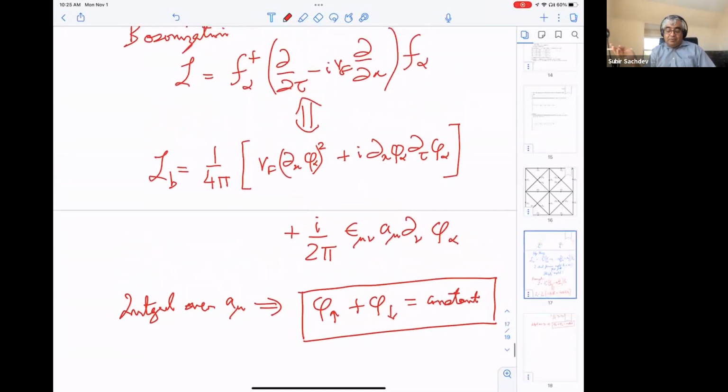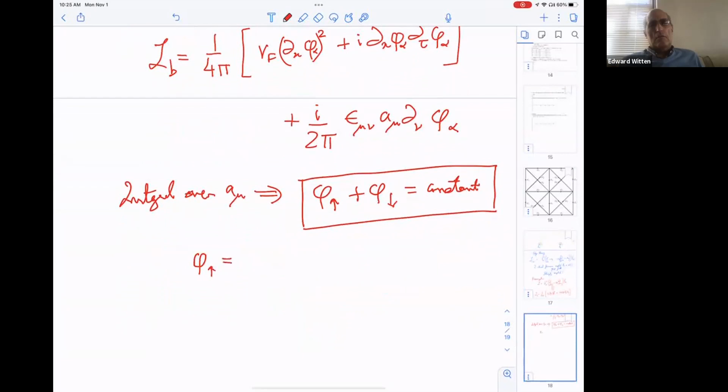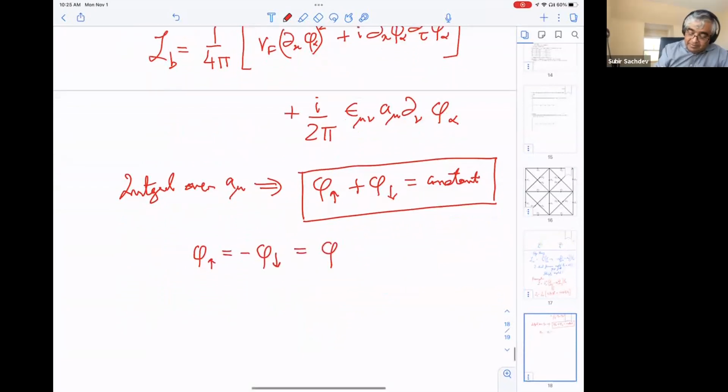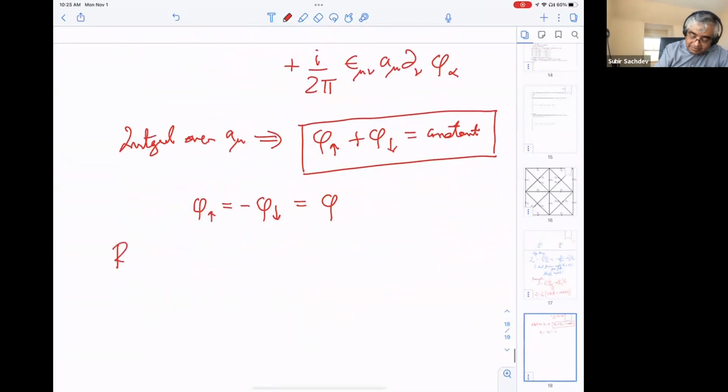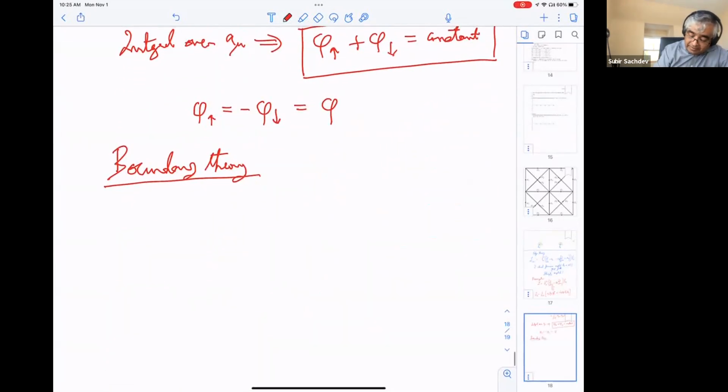So therefore, I can now go back to my Lagrangian, and I can define, of course, phi up. I can drop the index, phi up equals minus phi down equals phi without an index. And my boundary theory now, this is the final boundary theory, and it is a free theory, but it's not a free theory of free fermions. Okay, so that boundary theory is L_B.